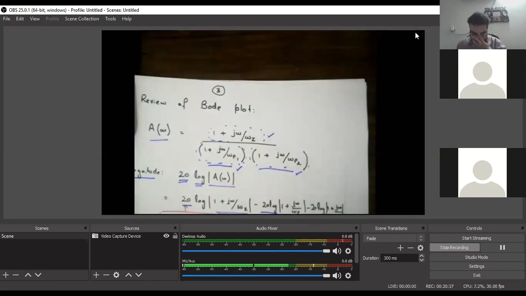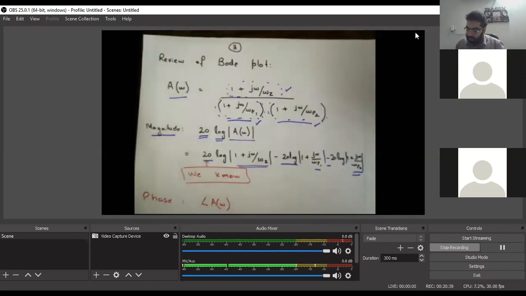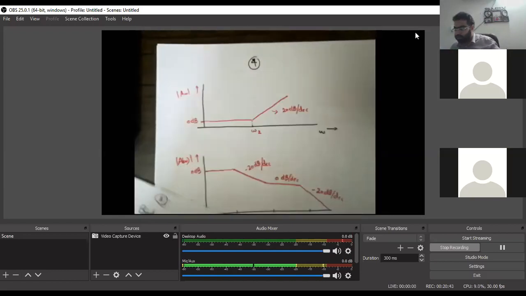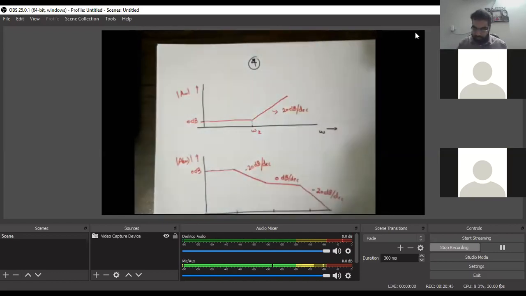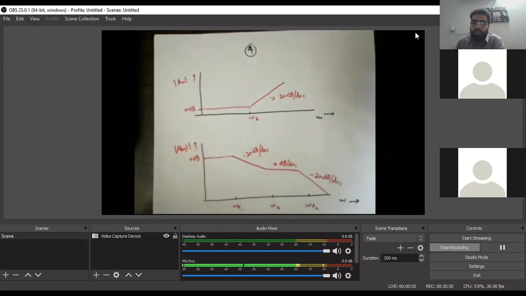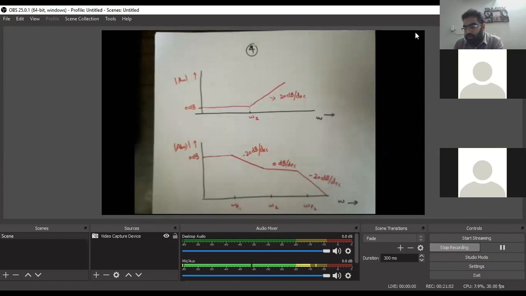So if the magnitude of the 0 is clear, what about the pole then? The pole will follow the same thing as a 0, but in case of a pole, instead of having a plus 20 dB per decade, we are going to have a minus 20 dB per decade. So instead of increasing, we are going to have a decreasing effect. And also before omega p, still it's going to be 0 dB.